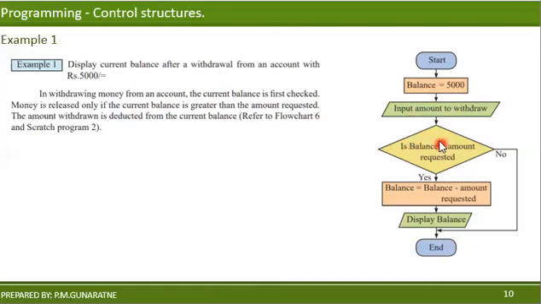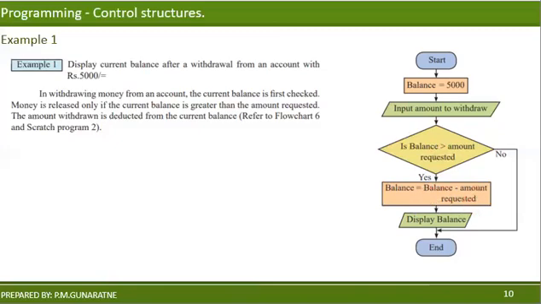Then, is balance greater than amount? Balance is 5,000. Then this is evaluated: 5,000 greater than the amount to withdraw. Let's take it as amount, that is 4,000. Is 5,000 greater than 4,000? Yes, of course. That means the balance is greater than the amount requested. So you can proceed with yes, right? So the new balance equals the current balance minus the amount requested, right?